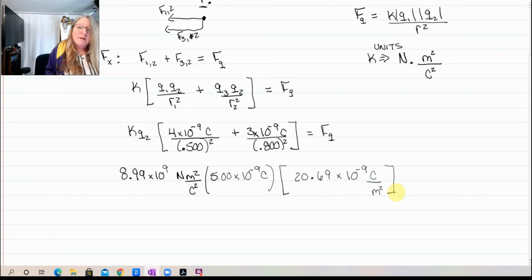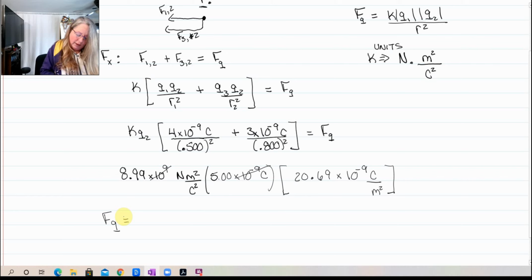Now, why did I do this? With all of the exponents we deal with all the time, it's just easier to look at this. I have 10 to the negative 9 times 10 to the 9 times 10 to the negative 9. 9 minus 9 is 0. That becomes 10 to the 0, which is just 1. So now I just have essentially 9 times 5 multiplied by what's happening on the inside. And I can double check. I'm going to have coulombs squared, canceling out that. Meter squared on the bottom, canceling out that. And I will finally get what the force Q is.